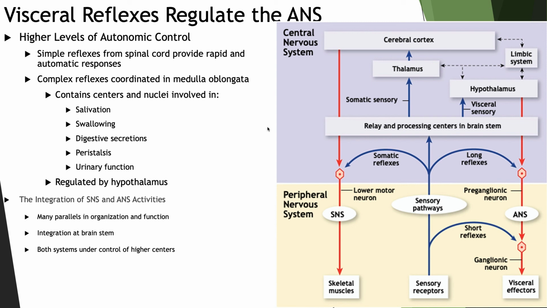Centers in the brainstem that regulate specific visceral functions control the levels of activity in the sympathetic and parasympathetic divisions of the ANS. As in the SNS, in the ANS, simple reflexes based in the spinal cord provide rapid and automatic responses to stimuli. Processing centers in the medulla oblongata coordinate more complex sympathetic and parasympathetic reflexes. In addition to the cardiovascular and respiratory centers, the medulla oblongata contains centers and nuclei involved with salivation, swallowing, digestive secretions, peristalsis, and urinary function. These centers are in turn subject to regulation by the hypothalamus.